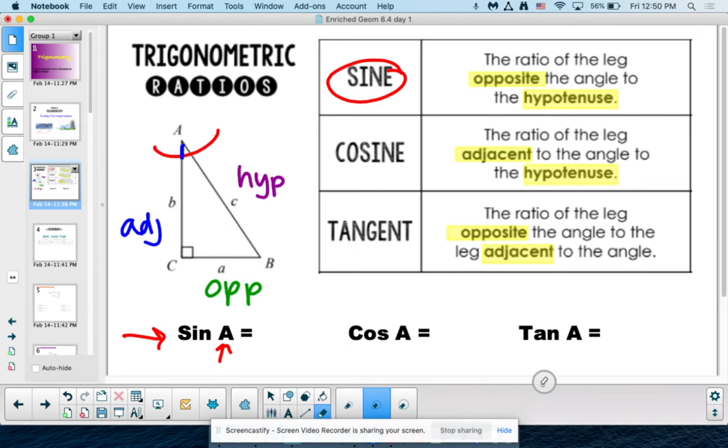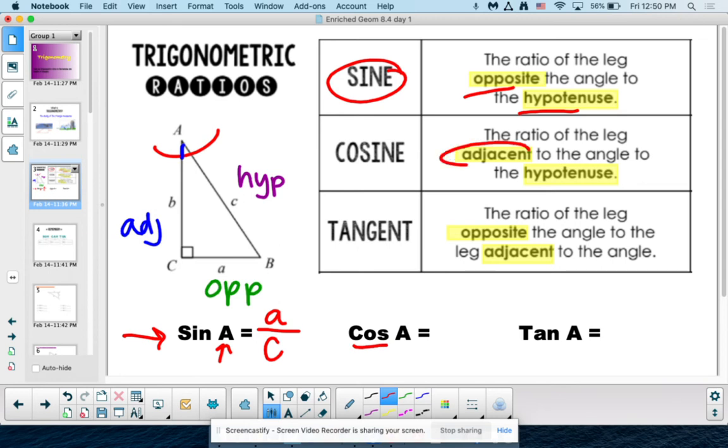Now from here, folks, we can write our ratios. Like I said, the sine of angle A is our opposite over hypotenuse. If we look here, our opposite leg is A, our hypotenuse is C. That is the sine ratio for angle A. Now the cosine of angle A is the adjacent leg over the hypotenuse. When we look over here, what did we label as our adjacent? Well, that would be side B. Our hypotenuse is C. So your ratio for the cosine of angle A is B over C.